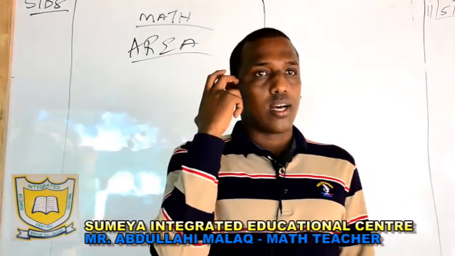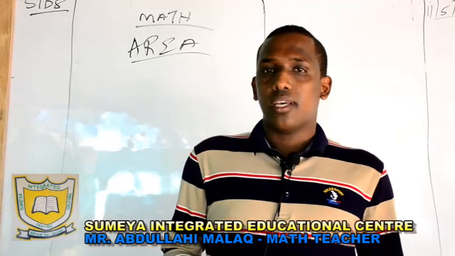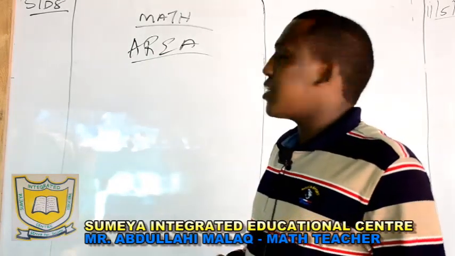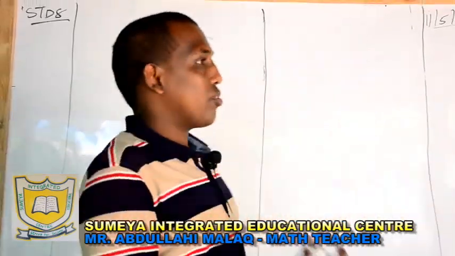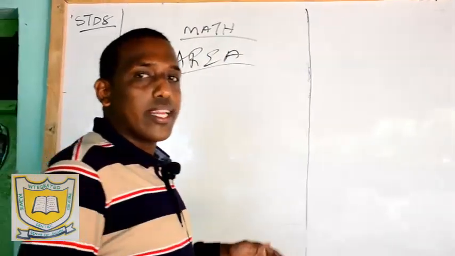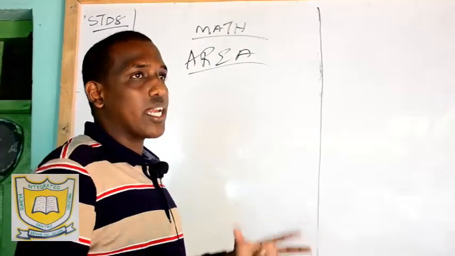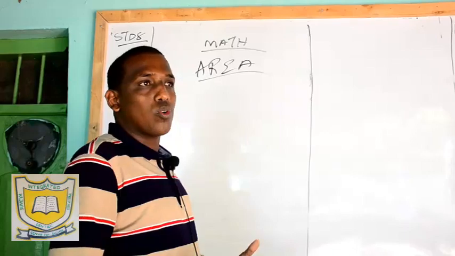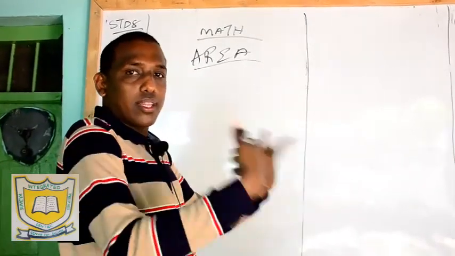Welcome to our lessons today. Today we shall be dealing with area. Remember, we finished the perimeter and area. We shall be handling some figures like trapezium, triangle, parallelogram, rectangle.